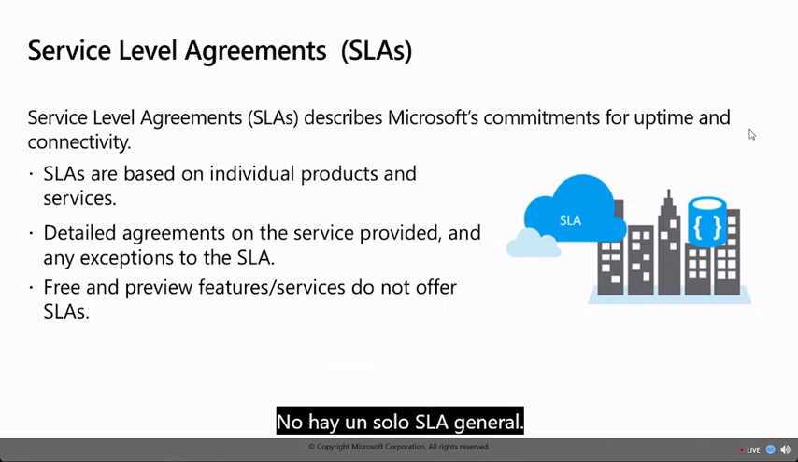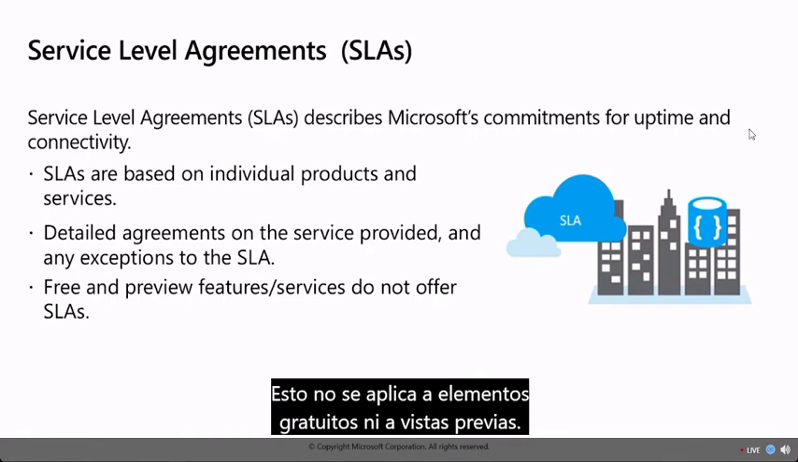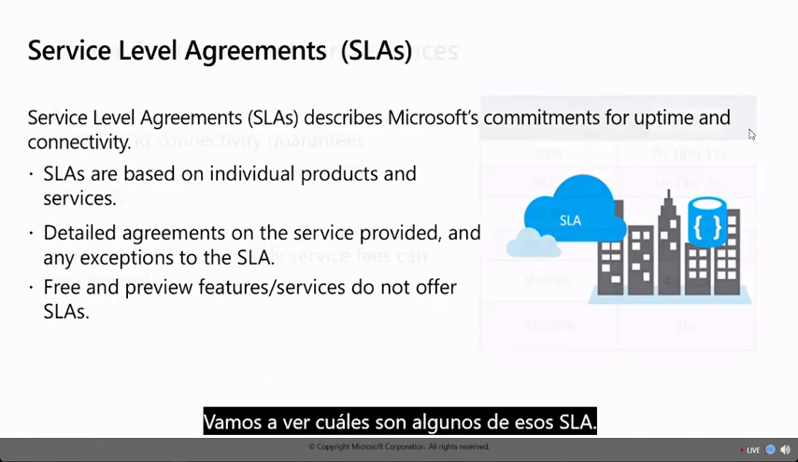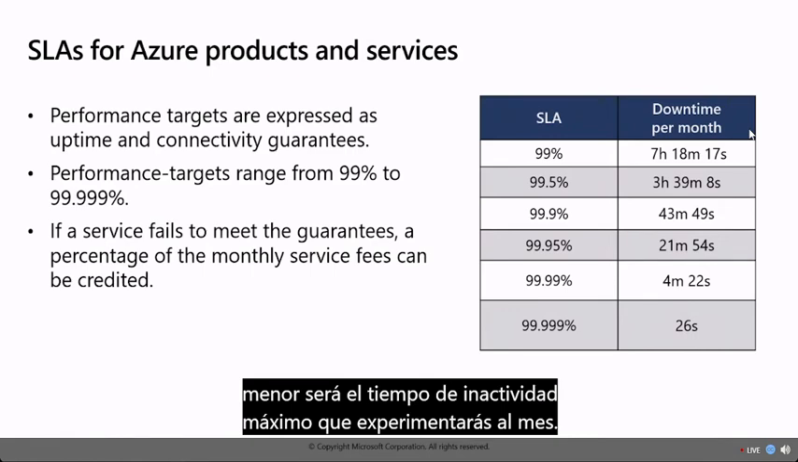Now, one thing to know is that every single service has its own SLA associated with it. So it's not just one general SLA. But free and preview items do not offer SLAs. So this does not apply to free and preview. So let's look at what some of those SLAs are. An SLA can range from 99% up to what we call 5 nines, so 99.999%. And you can see the higher the SLA, the maximum downtime that you will experience per month goes down.